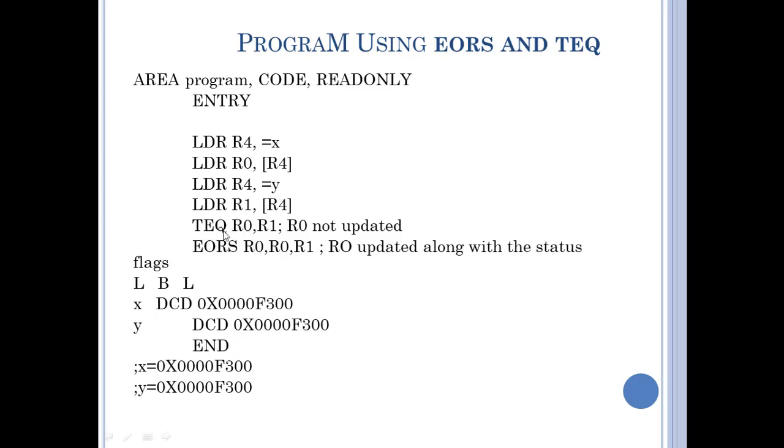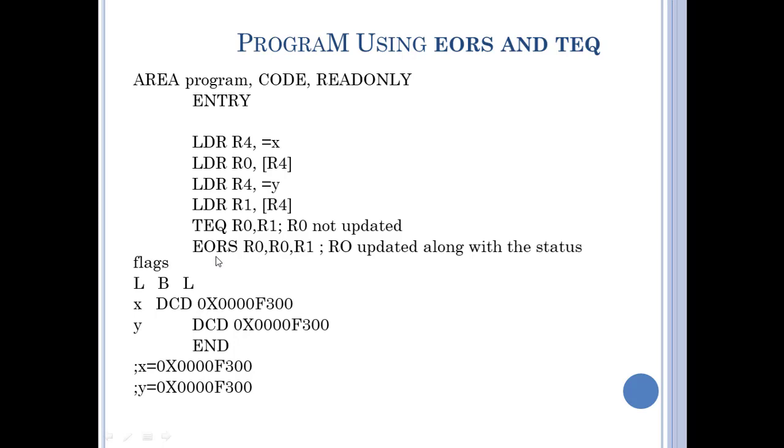It's equivalent to R0 XOR R1. I am taking the same value, so the result will be 0 if I am XORing similar inputs. That is how your truth table of XOR works. For dissimilar inputs, your output will be 1. I am taking similar inputs, so output will be 0. Your Z flag will be set to 1 here. But none of your source registers is updated, neither R0 nor R1.